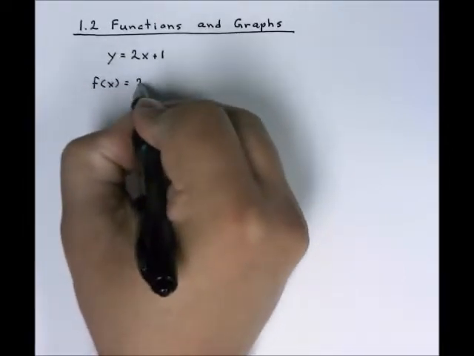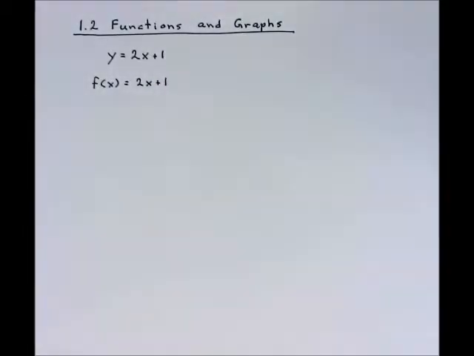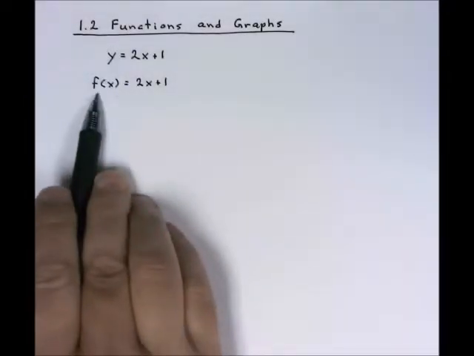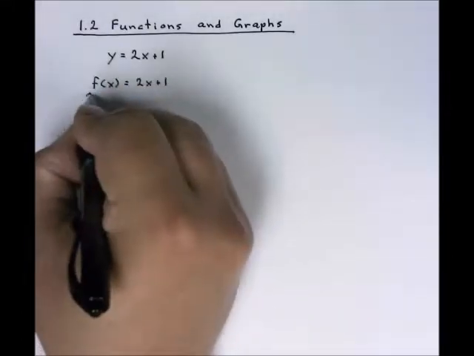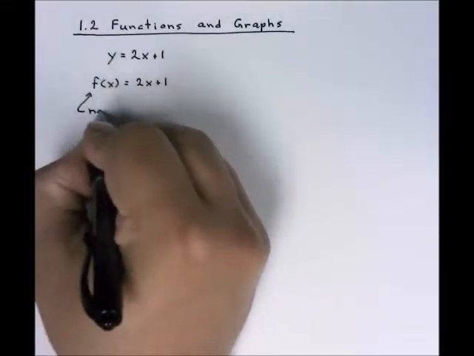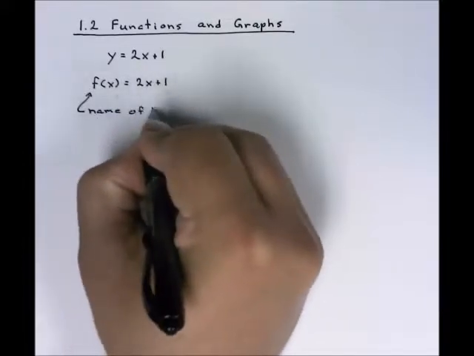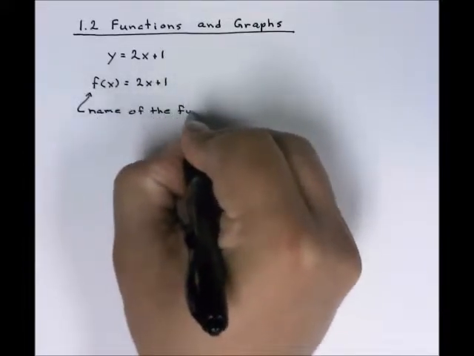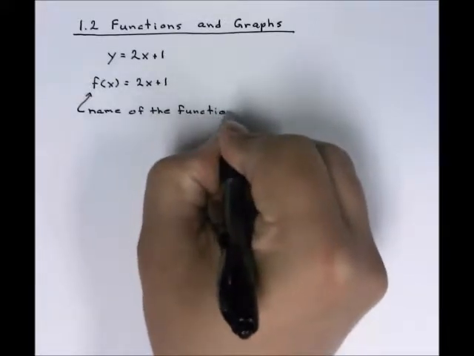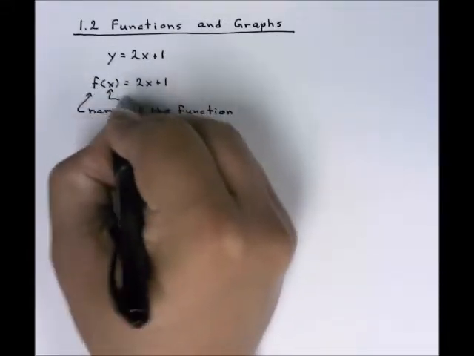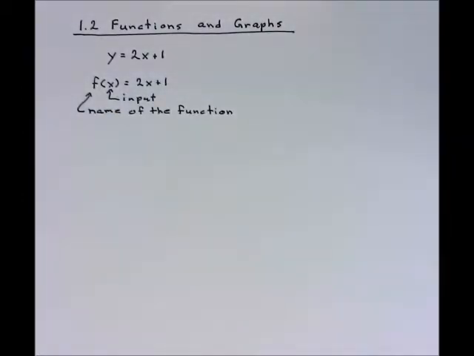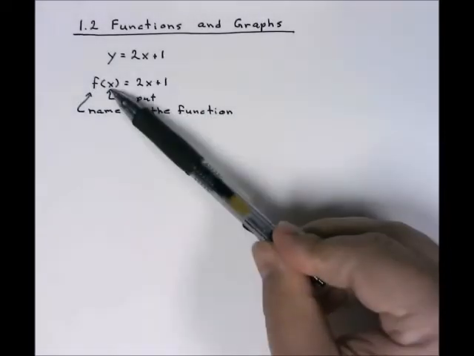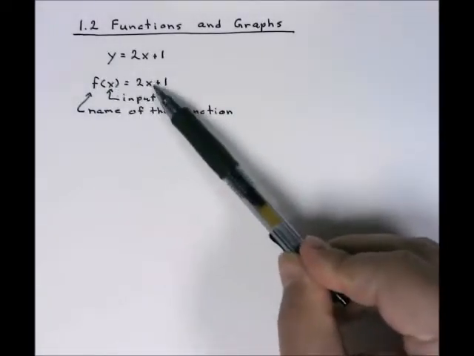it would look something like this. Note, I've just replaced the y with this notation, which we call f of x. The f is the name of the function, and that name can vary. We'll have different letters here. And the x is the input to the function. So basically what this means is whatever is in these parentheses, I'm going to put in place of this x.